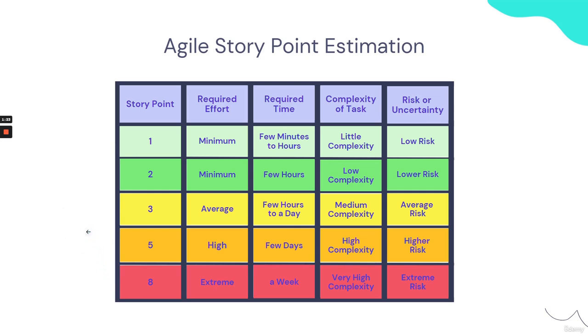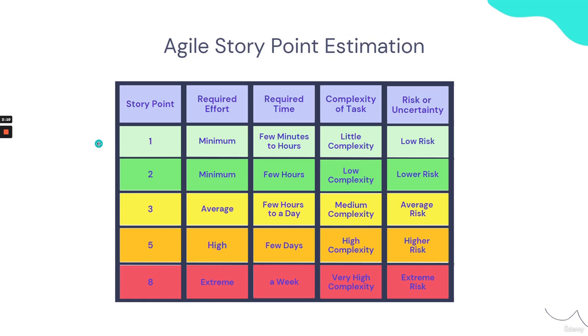Usually in the Agile Scrum process, a story point of 1 is low complexity, low time and effort, and low risk, whereas a story point of 8 is of extremely high and very complex nature with extreme risk, taking a lot more time and effort. In this chart, you can see that a story point of 1 is minimum effort, takes a few minutes to a few hours to complete, has little complexity, and is of low risk.